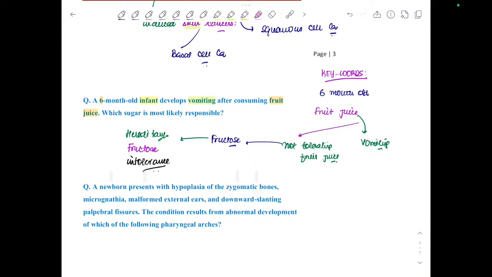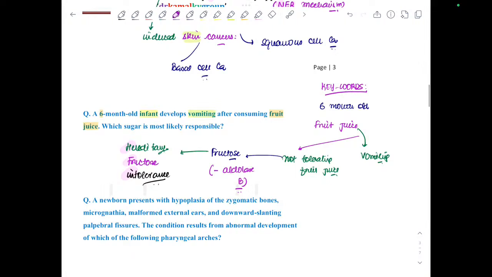This condition is known as hereditary fructose intolerance, and this is because of deficiency of the enzyme aldolase B. So this is what you need to remember for this particular condition. Fructose, sucrose, the patient is not able to tolerate that, and that leads to symptoms.